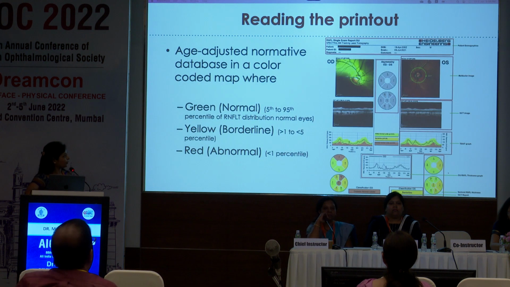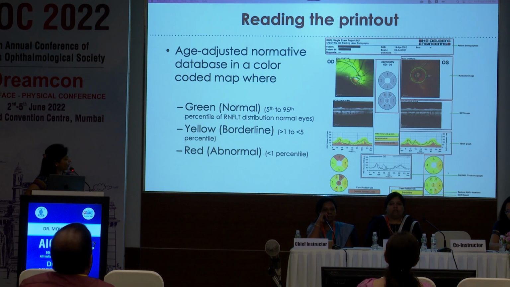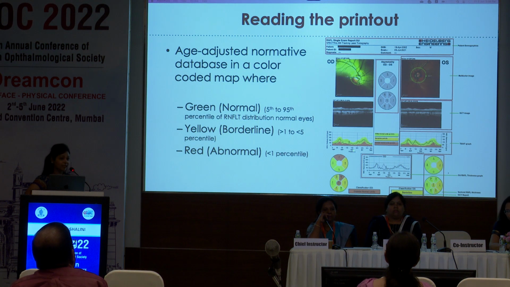So this is how the normal OCT printout looks like. This is the multicolored image. This is the OCT image. And this is the TSNIT graph. This is a double hump, asymmetric double hump graph, where the green indicates that it lies in the normal range, more than 95% of the patients will be like that. Yellow is borderline again, and the red is the red flag sign that it is abnormal and going beyond what is expected in less than 0.1% of the normal population.